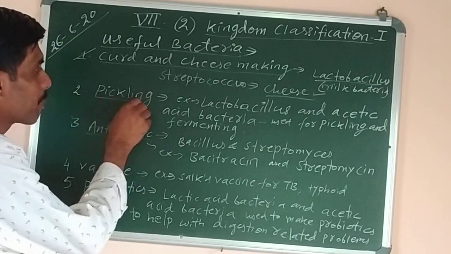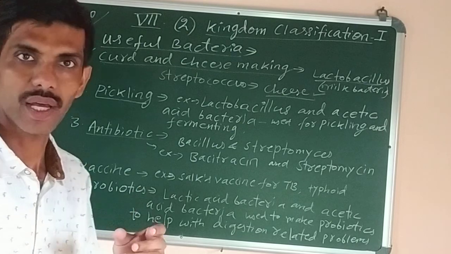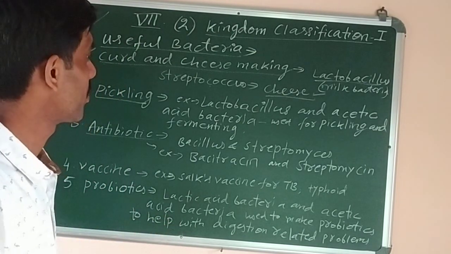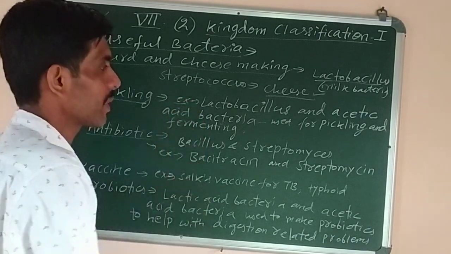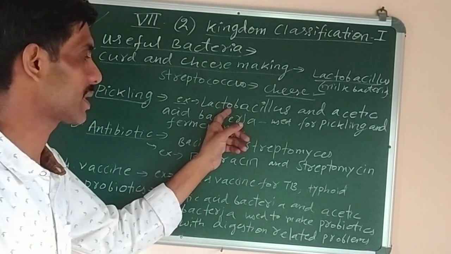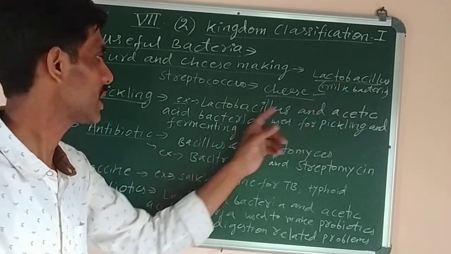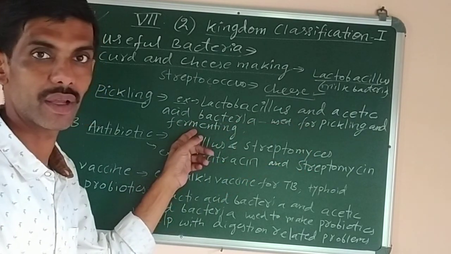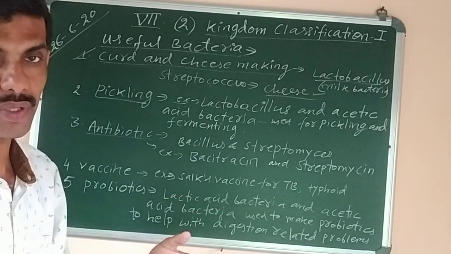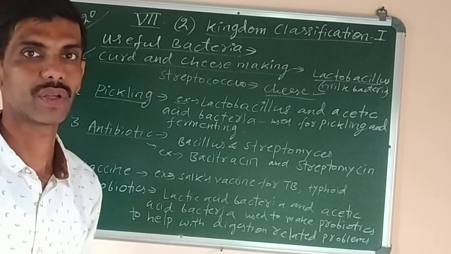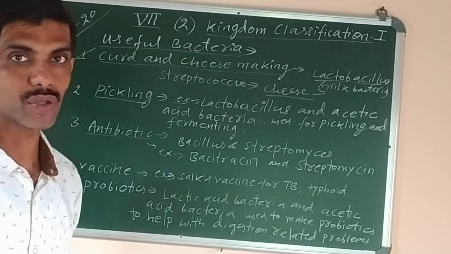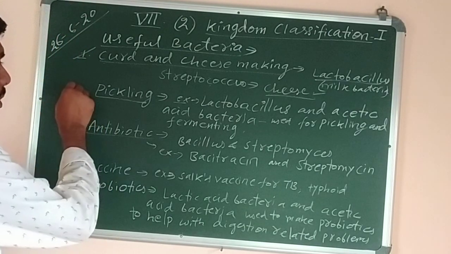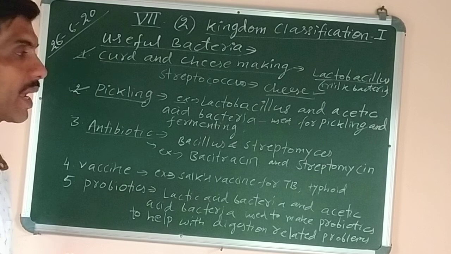Then what is the second use of bacteria? I have written the word pickling. Pickling means achar in Hindi, how to make pickles. To make pickles, the example I have written is Lactobacillus, and acetic acid bacteria. They are used for pickling and fermenting food products. Fermenting means the process of fermentation, so that it can be used for different types of food products. So the second usage of bacteria is for pickling.